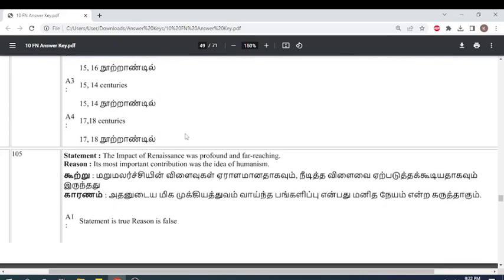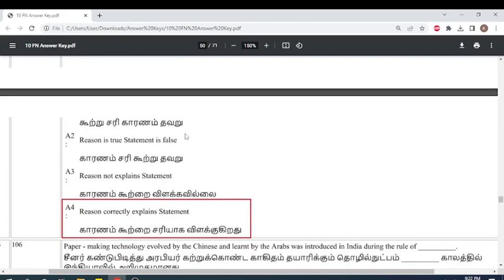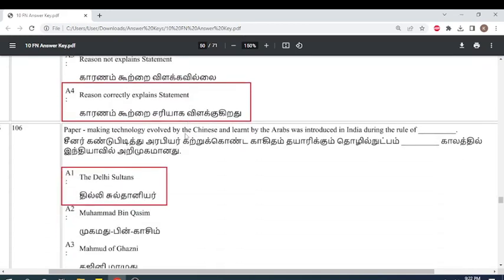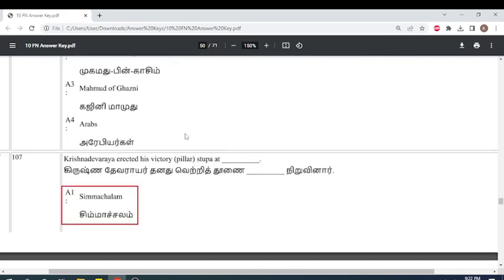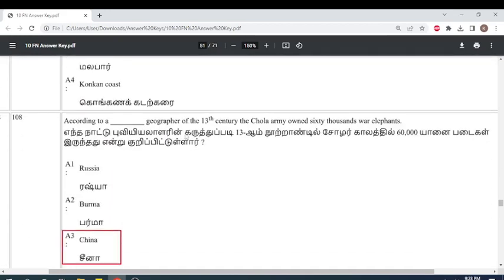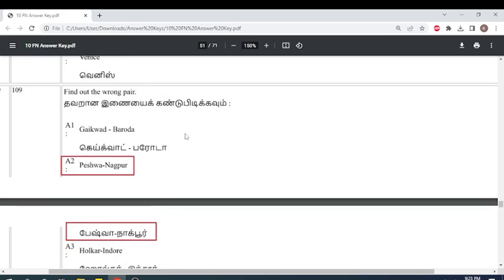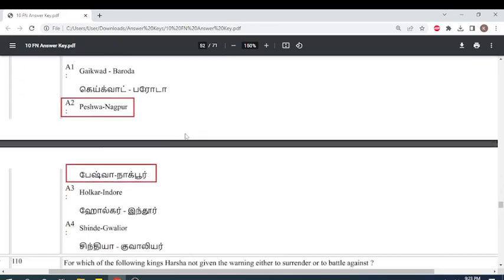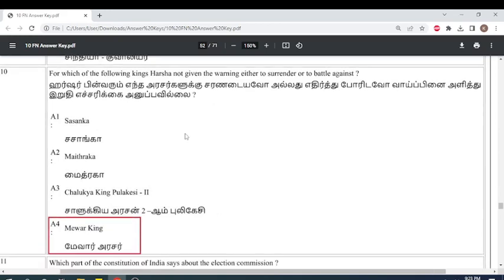105 question answer A4. 106 question answer A1. 107 question answer A1. 108 question answer A3. 109 question answer A2. 110 question answer A4.